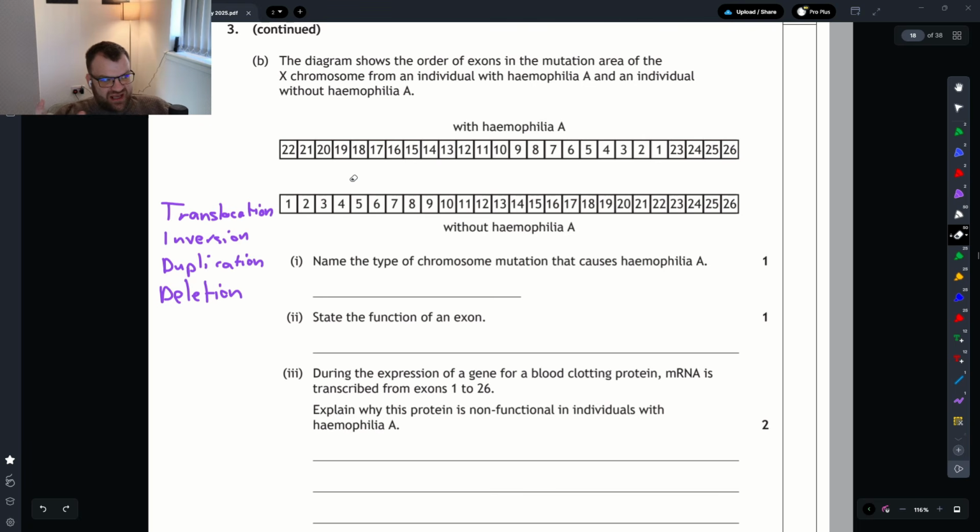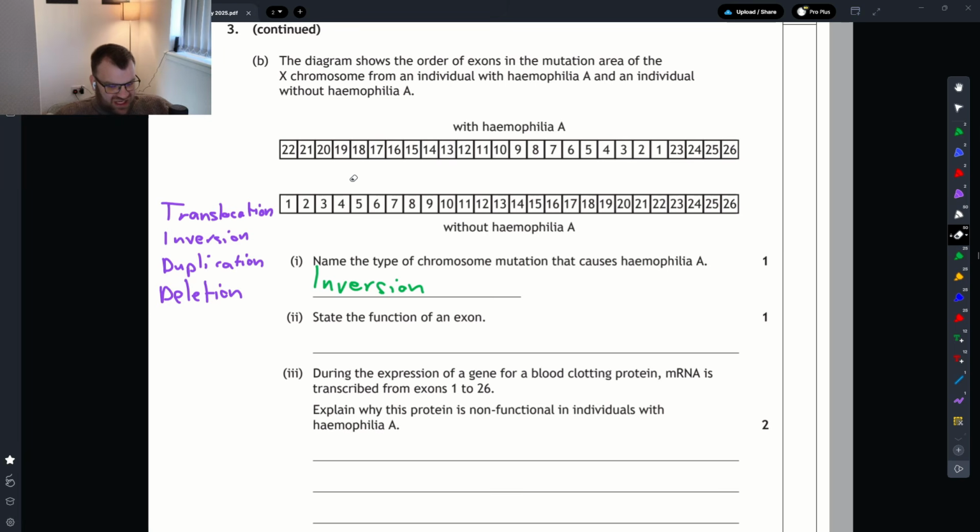Inversion is when you take a section and you flip it round. That is what we're having. From 1 to 22 appears in reverse order. So that's going to be an answer there. If it was duplication, it would get longer with a doubling up of numbers already there. So you might see like 8, 9, and 10 twice in the section, which isn't happening. And deletion would make it smaller by removing some of the numbers, which is not what we've got in that one.